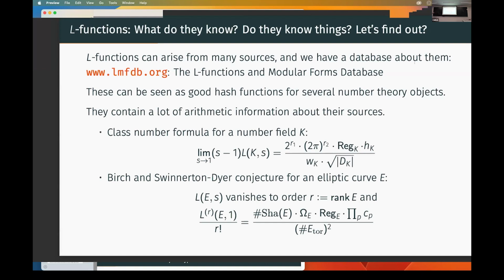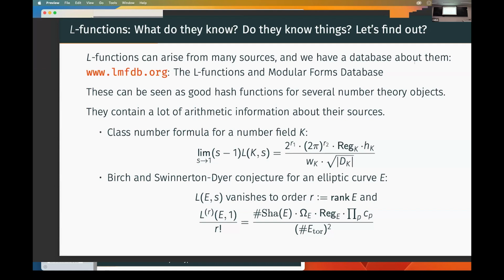Now, I'm putting some formulas on the board, and I'm sure maybe for some of you they already scare you. The point is that if I start with some object, for example, a number field, then the magical thing is that what I'm really doing here is getting the residue of this L function because of the pole, and then I get things like regulator, class number, discriminant, all these things that are fundamental invariants for a number field. So it's kind of magical that they show up there. So this is a theorem.